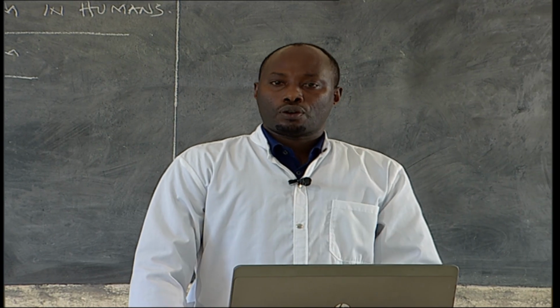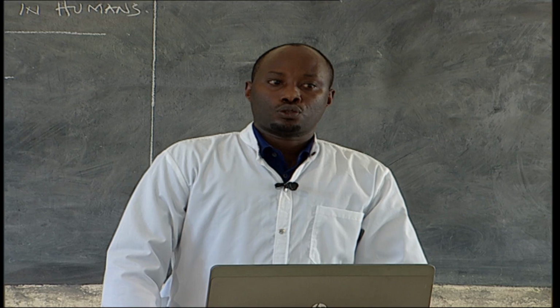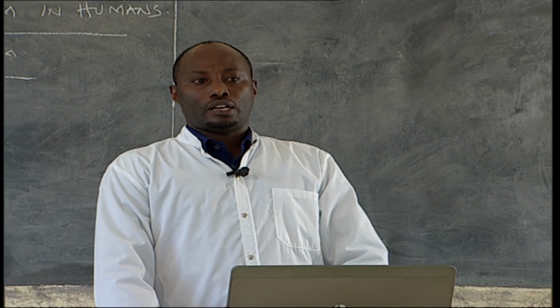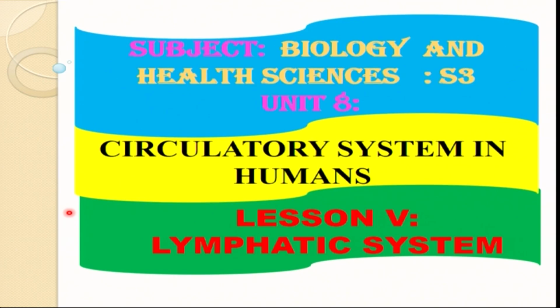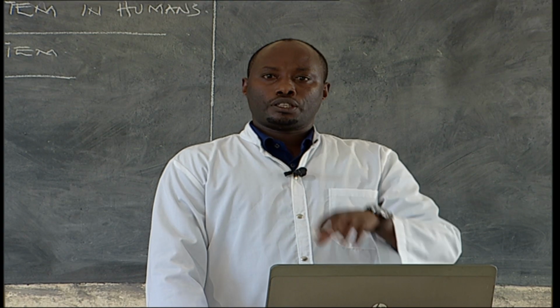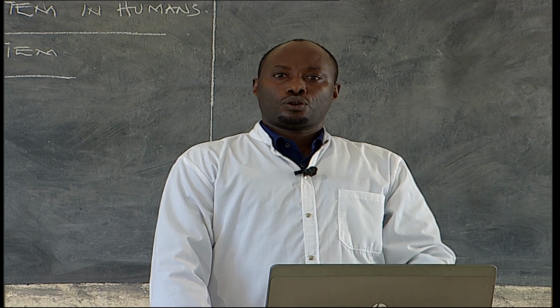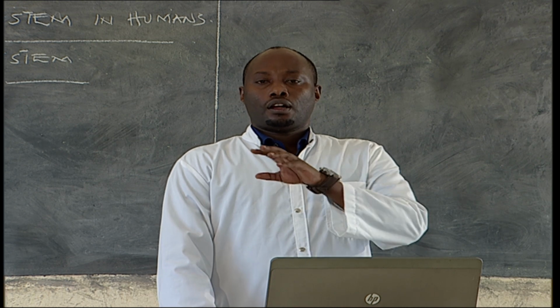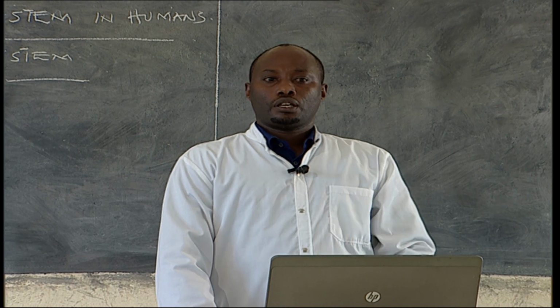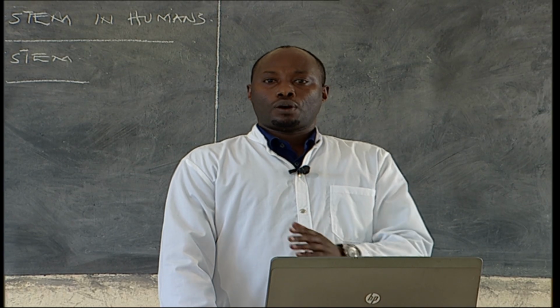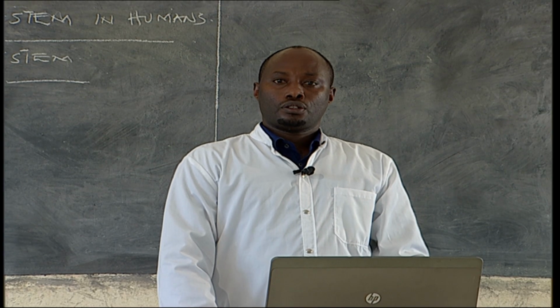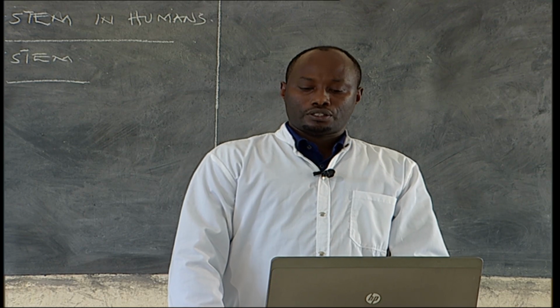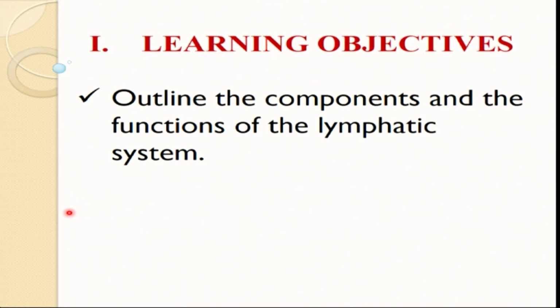So students, I welcome you today to Lesson 5, which is concerning the lymphatic system. As we talked about the circulatory system, today we're going to discuss the lymphatic system. What is the running objective of the lesson? I would welcome everyone to get a pen and a notebook, and note the important concepts and words that I'm going to mention in the lesson. So students, welcome to the lesson on the lymphatic system. The running objective: we are going to outline the components and the functions of the lymphatic system.